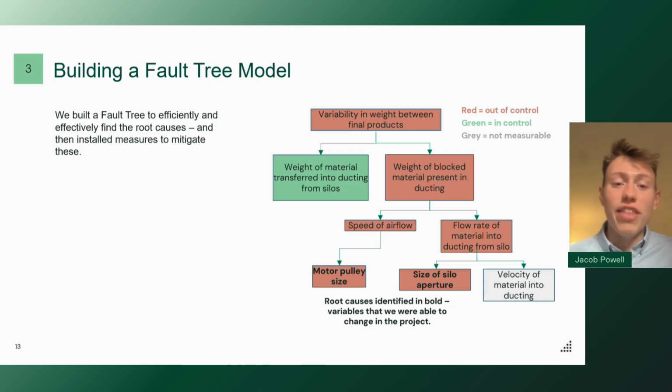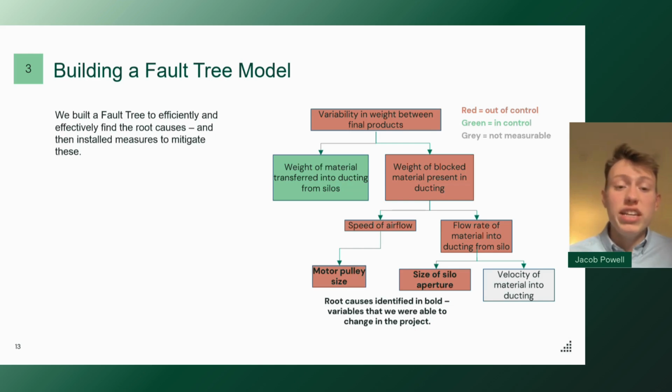We were able to look at the variables that sat beneath the weight of blocked material present in the ducting. The first one of those is the speed of the airflow, and the second one is the flow rate of material into the ducting from the silo. And we were able to break both of these down into variables that we could actually change. The first one of these related to the speed of the airflow.